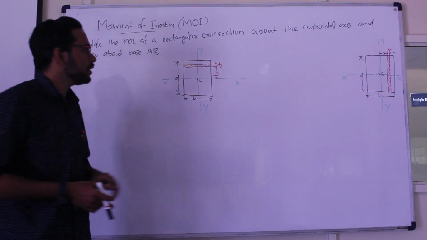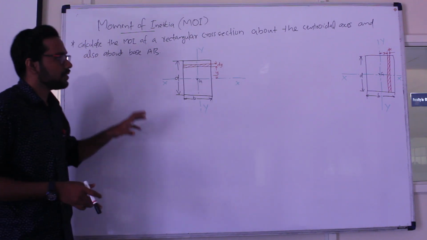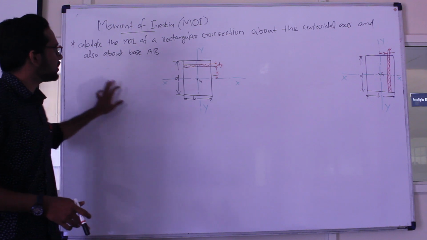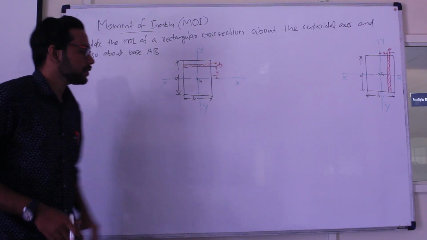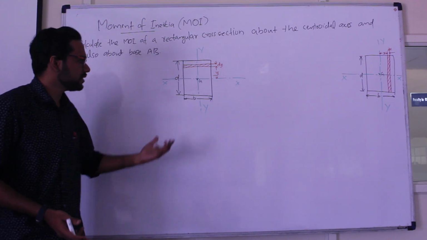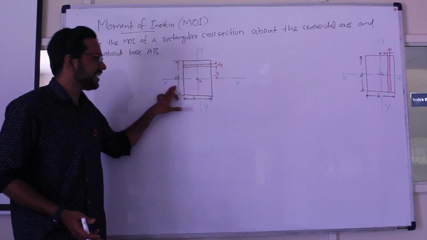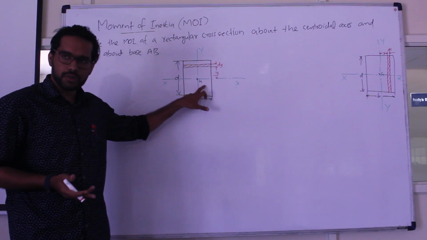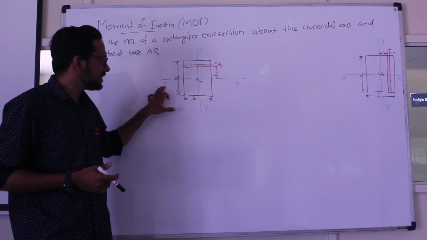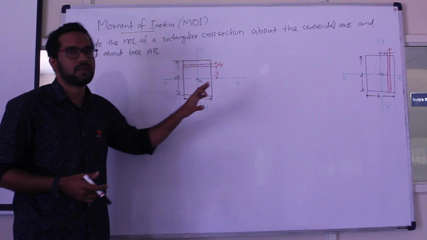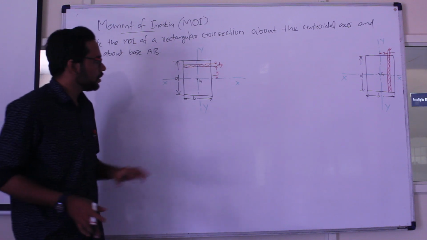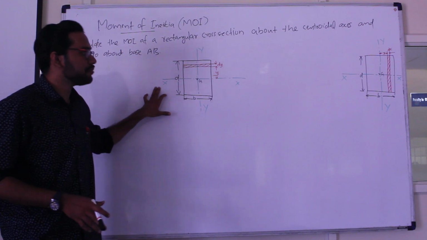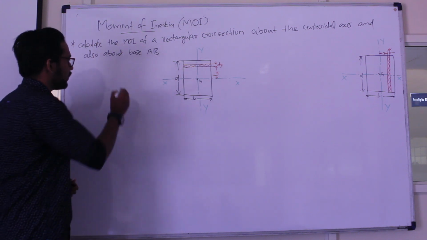So anyway, at least you need to study the moment of inertia of a rectangular section and a triangular section. I'm going to derive the moment of inertia of a rectangular cross section about the centroidal axis and about the base AB. Consider a rectangular section of depth D and breadth B. G is the centroid of this section and XX and YY are the centroidal axes. First of all, we need to derive the moment of inertia of this rectangular section about XX.